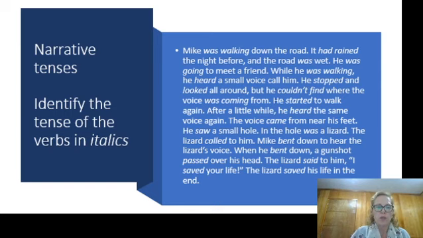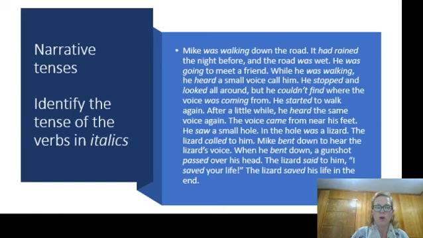Mike was walking down the road. It had rained the night before and the road was wet. He was going to meet a friend. While he was walking, he heard a small voice call him. He stopped and looked all around, but he couldn't find where the voice was coming from. He started to walk again. After a little while, he heard the same voice again. The voice came from near his feet.